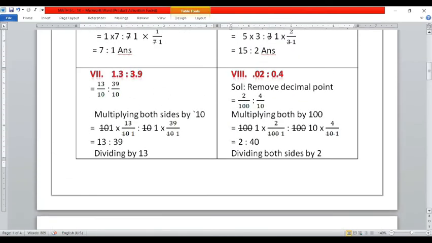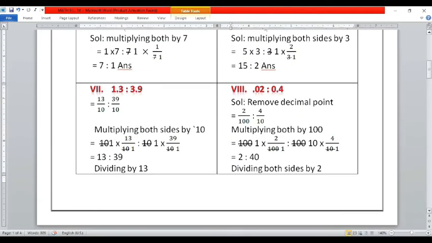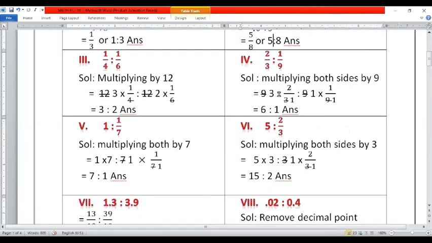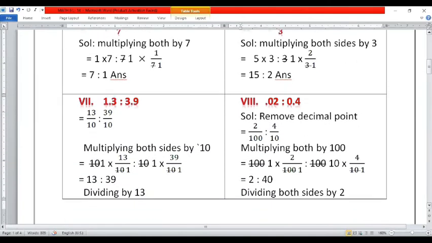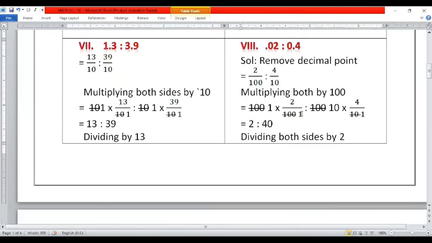In the same way, in part number 8, we again have 0.02 and the ratio 0.4. Remove the decimal point and write the 2. After the decimal point, we have 2 digits, so I will keep 2 zeros. Here, remove the decimal point, and after the decimal point there is one digit, so I will keep the 1. So it is 2 over 100, and here the ratio is 4 over 10.